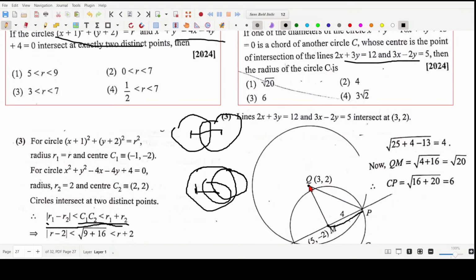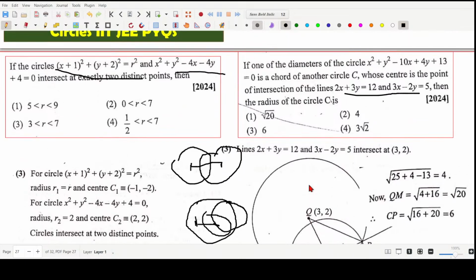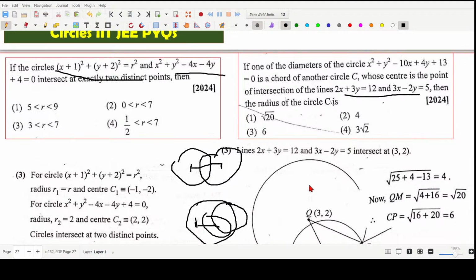Then what exactly is the radius of this bigger circle? Can you try this? Basic geometry only.